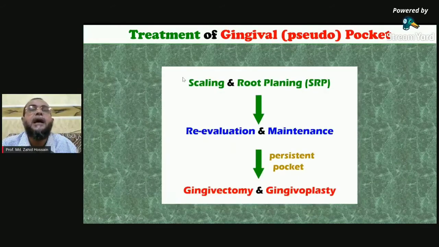If it is a gingival or pseudo pocket, you do non-surgical therapy first. You have to do scaling, root planing, and then reevaluation after 3 or 4 weeks. You have a periodontal chart. Every time the patient comes, you fill up your chart: plaque index, gingival index, mobility, probing depth, recession, furcation involvement, clinical attachment loss.